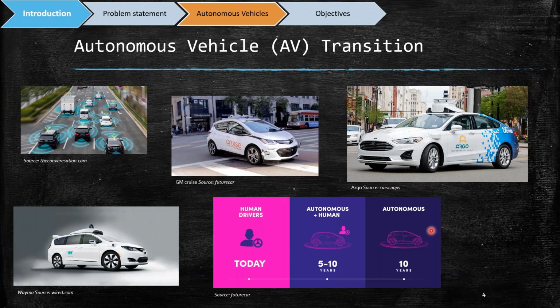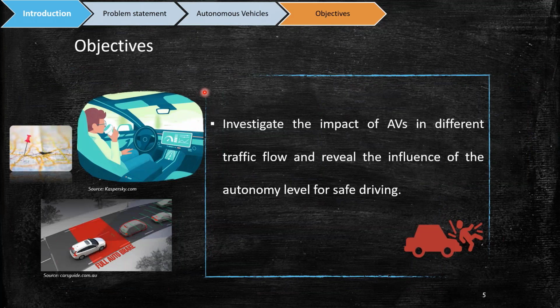And now we are close to using them, and we want to involve them as much as possible in the system. However, we don't have any other backbone for that in the different areas, but the simulation environment can give us some view on these impacts. The objective of this study is to investigate the impact of AVs in different traffic flows and reveal the influence of autonomy level for safe driving.